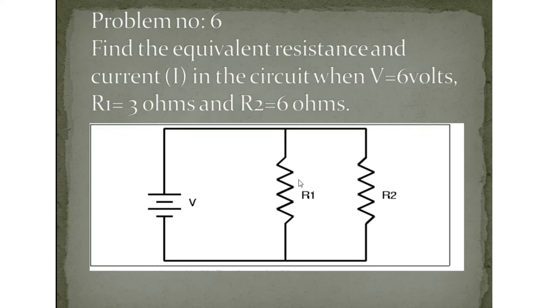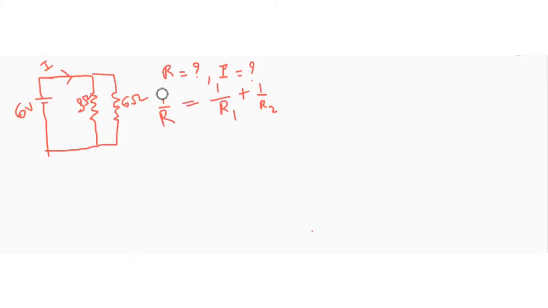Now we will try to solve another problem where the resistances are connected in parallel. Find the equivalent resistance and current I in the circuit when potential difference V is 6 volts, resistance R1 is 3 ohms and resistance R2 is 6 ohms. Here in this problem you have to find out the equivalent resistance R and the current I in the circuit.